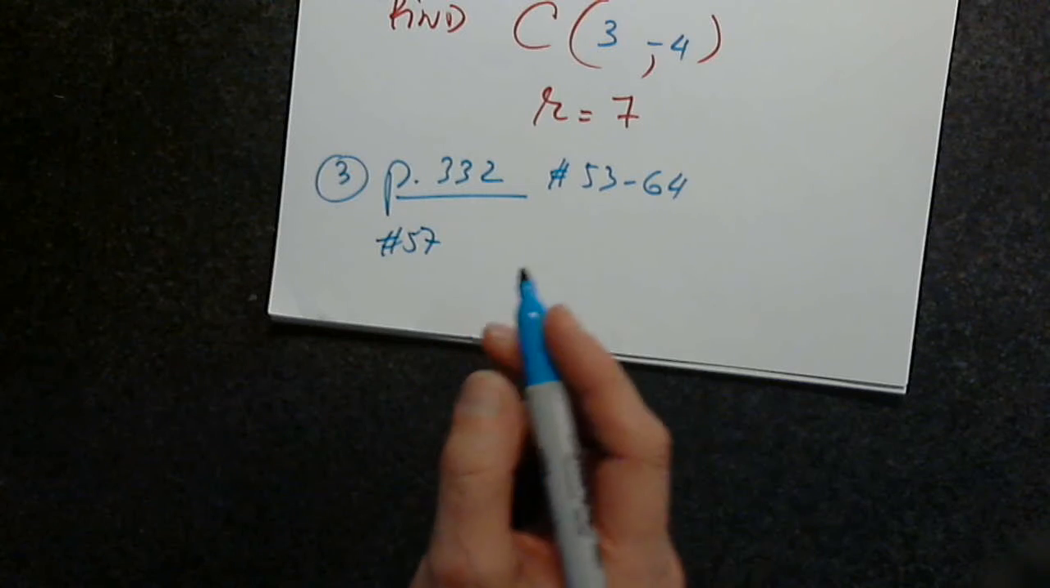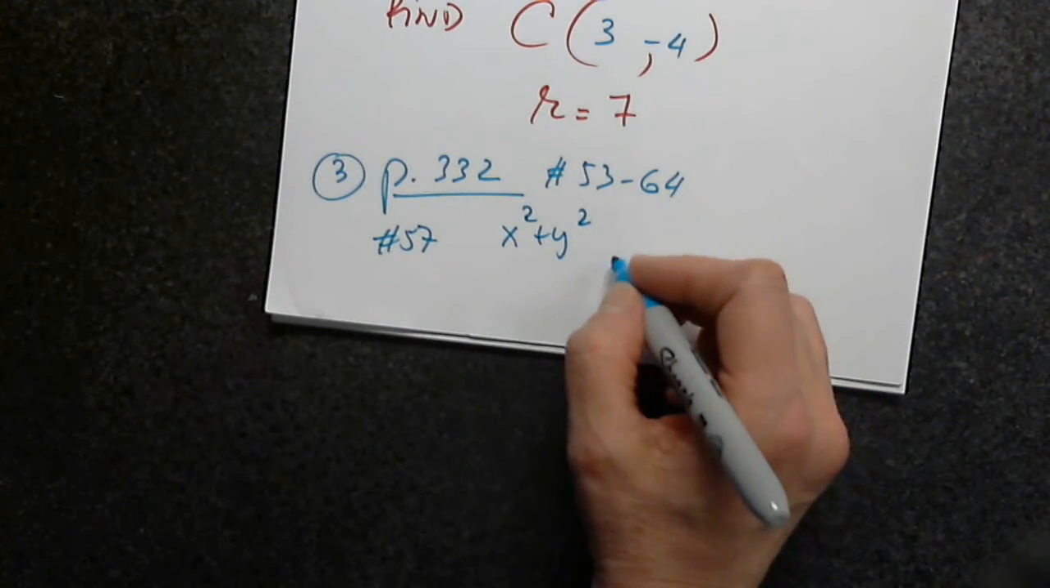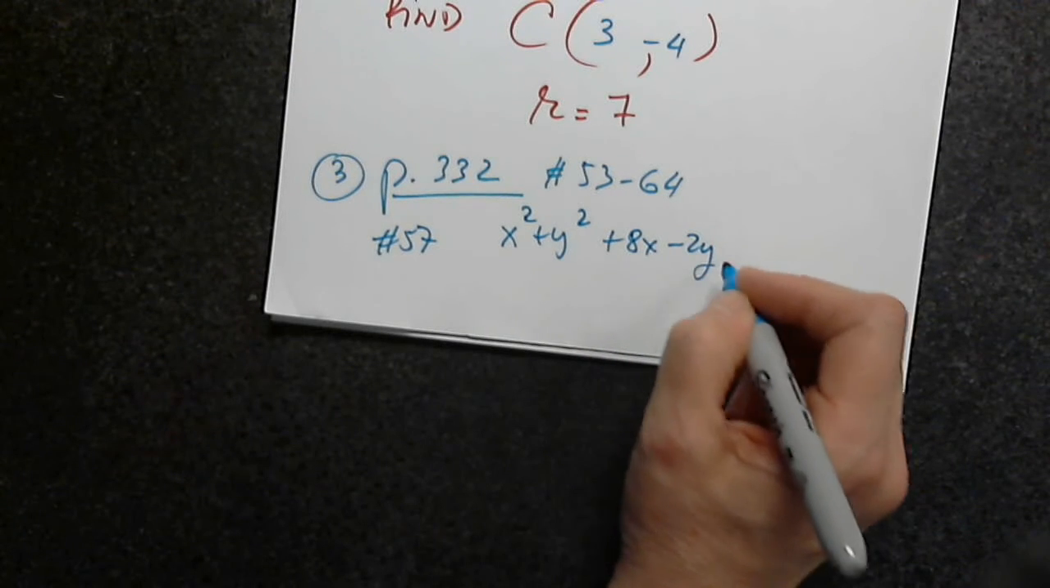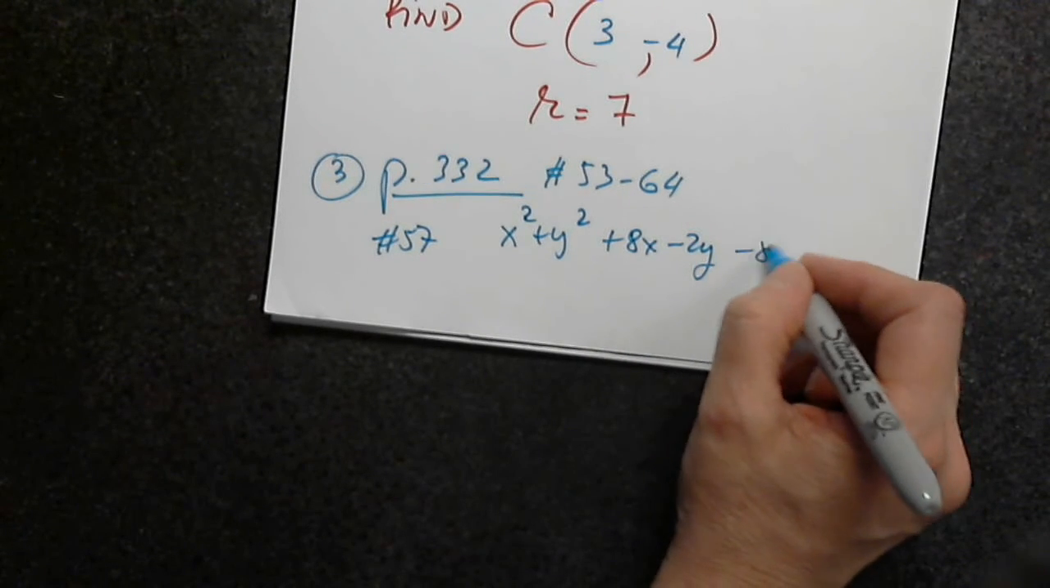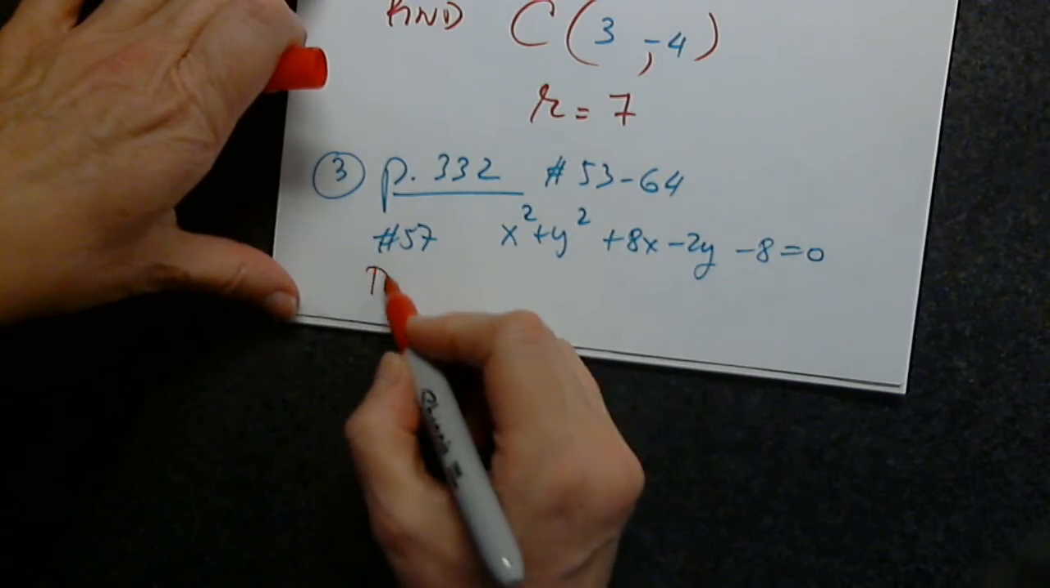In 57, we have x squared plus y squared plus 8x minus 2y, and minus 8 equals 0. It's a perfect pick. Good. And here the question is asking us to show whether this is the equation of a circle. So that's the question. Does this represent a circle?